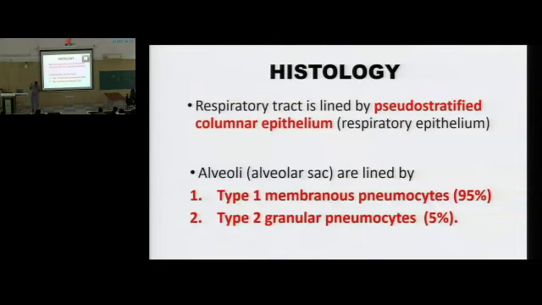So again, division from the normal histology. The respiratory tract is lined by the pseudostratified columnar epithelium, and normally it is called respiratory epithelium. And the alveolar sacs are lined by the type 1 pneumocytes and type 2 pneumocytes. Major component is of type 1 pneumocytes.